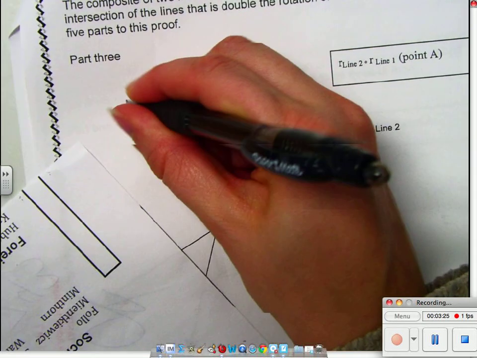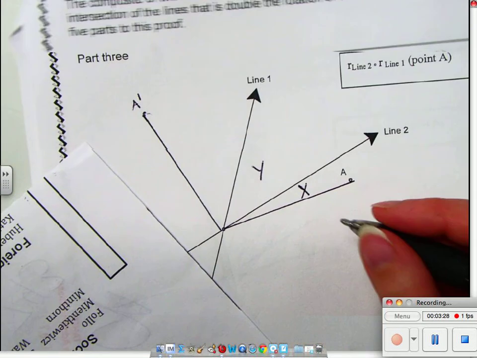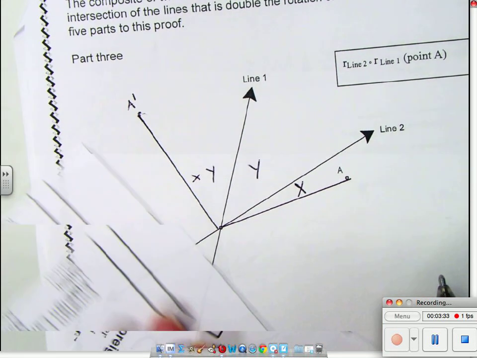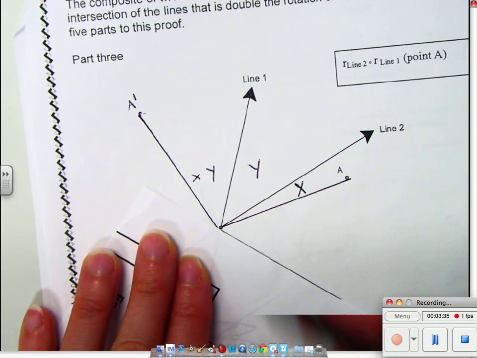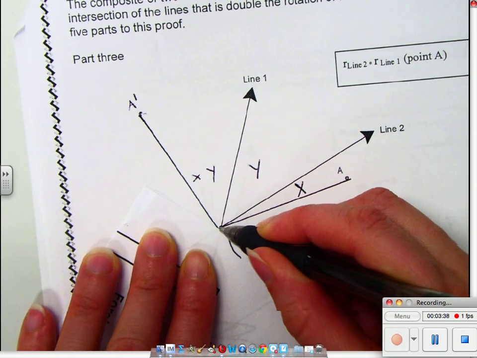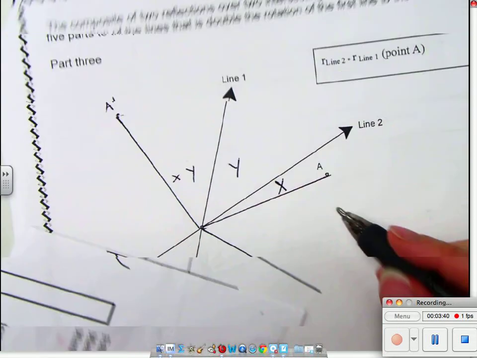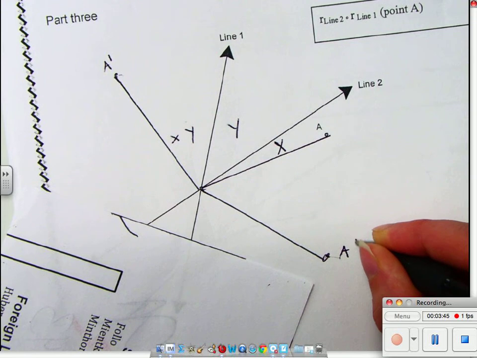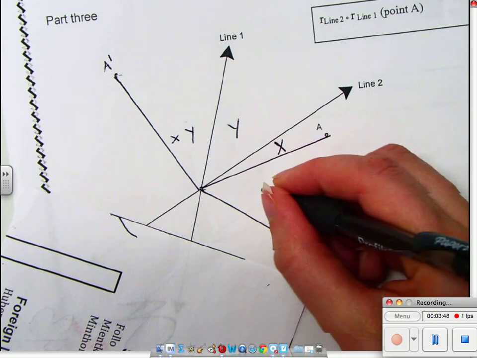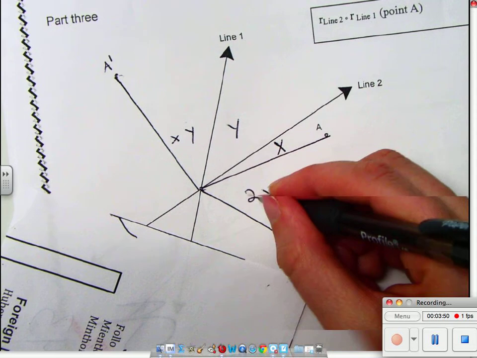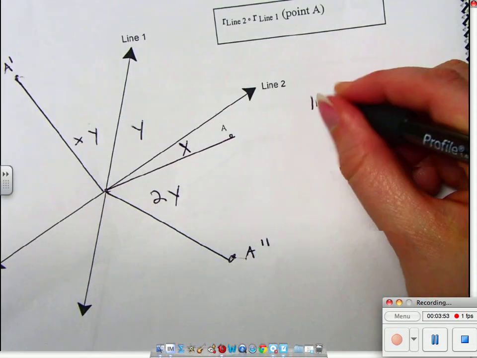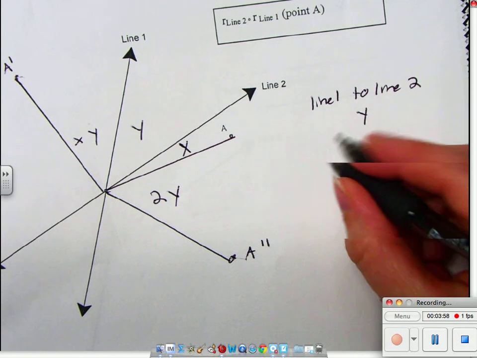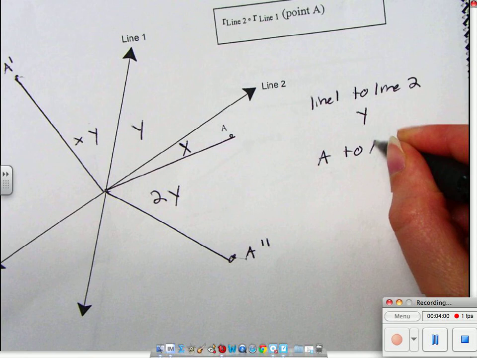So here is A prime, and I reflected x and y over it. Now I have to reflect the whole thing over line 2, but the x's will go right on top of each other. So here's A double prime, and there's just y here. There's 2y here. Okay. So line 1 to line 2 is y, and A to A double prime is 2y.